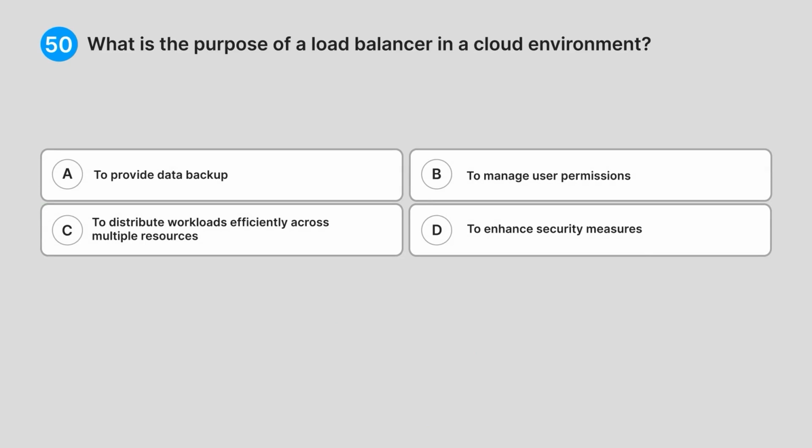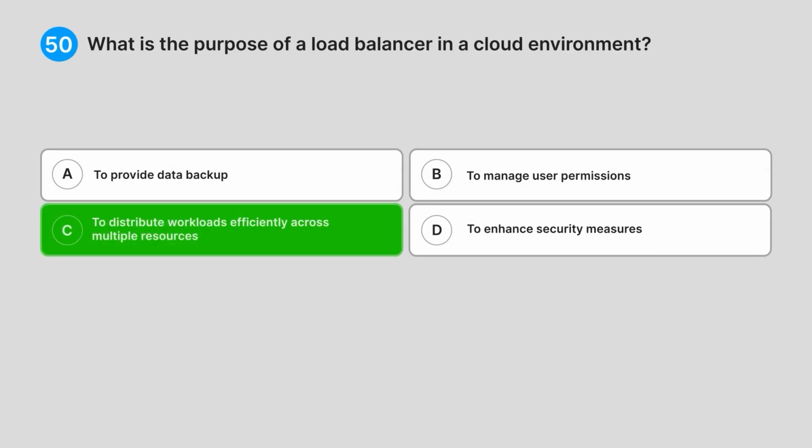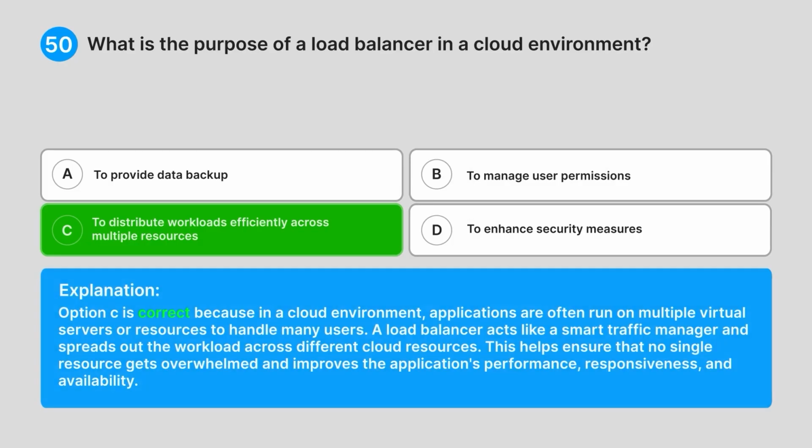Correct answer, C. To distribute workloads efficiently across multiple resources. Explanation. Option C is correct because in a cloud environment, applications are often run on multiple virtual servers or resources to handle many users. A load balancer acts like a smart traffic manager and spreads out the workload across different cloud resources. This helps ensure that no single resource gets overwhelmed and improves the application's performance, responsiveness, and availability.